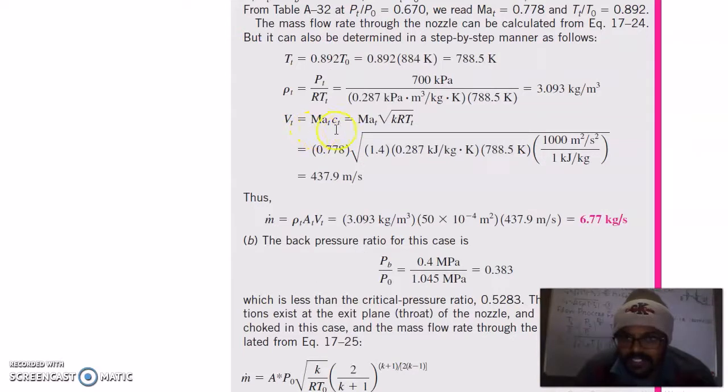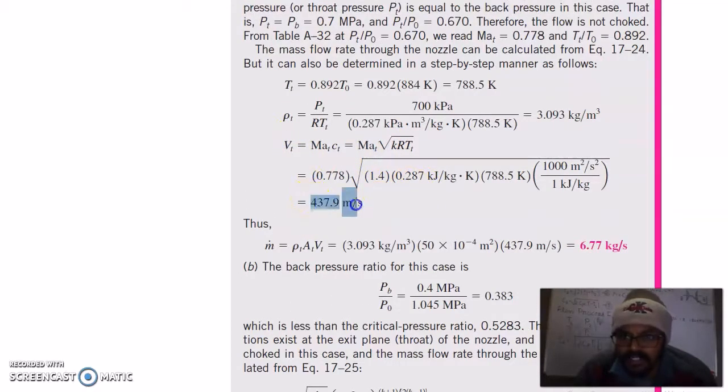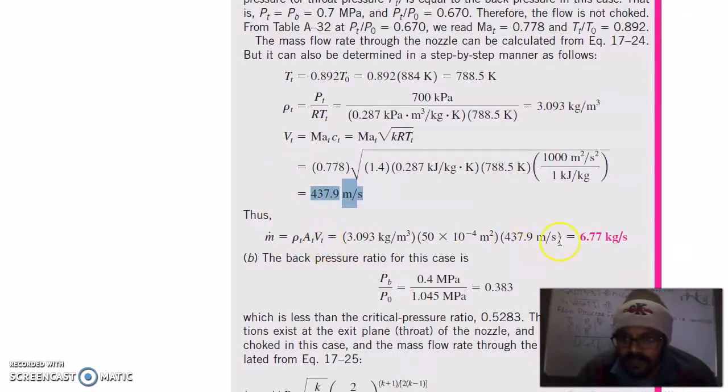Find velocity, which is Mach number at throat times root of kRT. So this is the velocity of sound at the particular temperature multiplied by the Mach number at the throat. We will get 437.9 meter per second. Now what is the mass flow rate? That is density times area of throat times velocity, which is 6.77 kg per second.